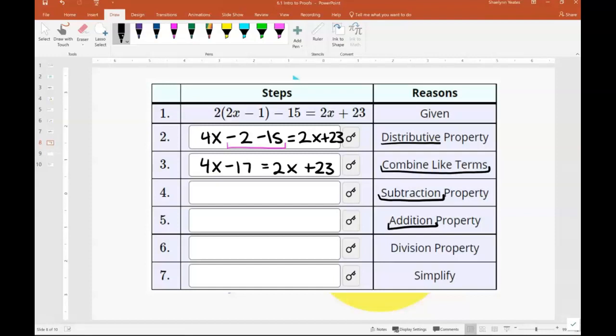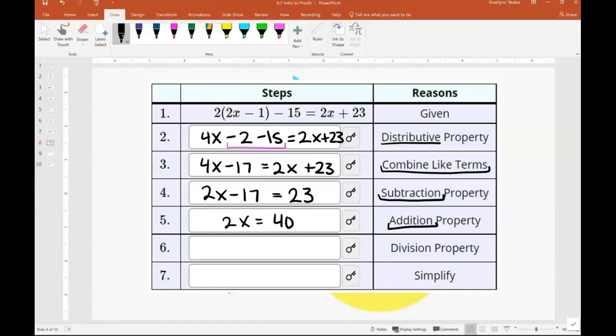So I'm going to subtract 2x from both sides, giving me 2x minus 17 equals 23, because the 2x would be gone from that side. Now I can add that 17 to both sides, giving me 2x equals 40.